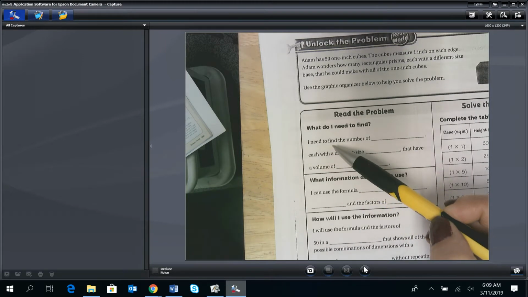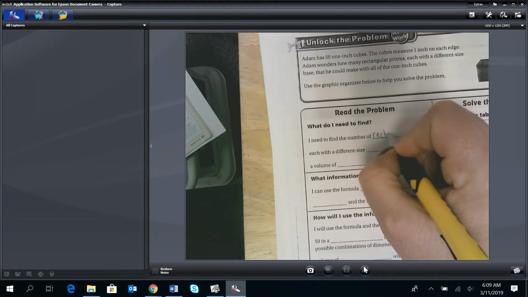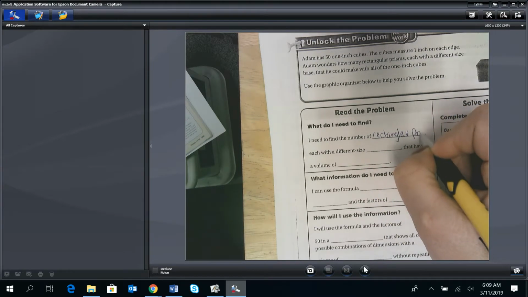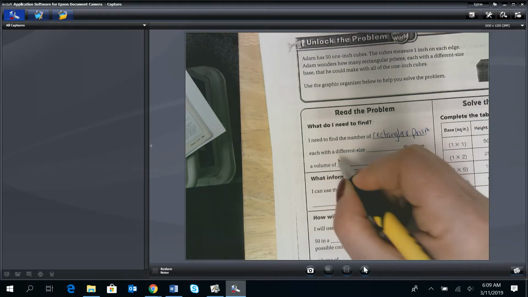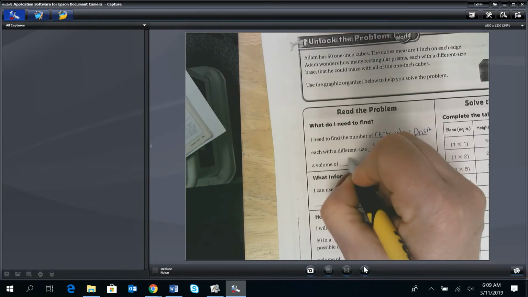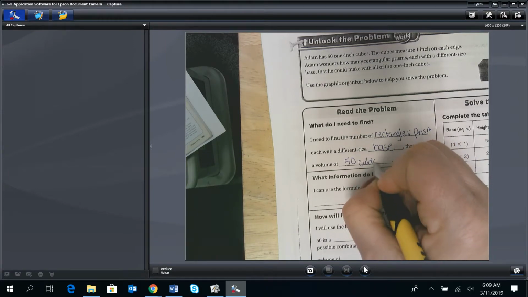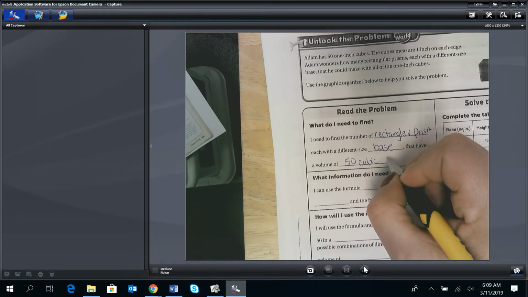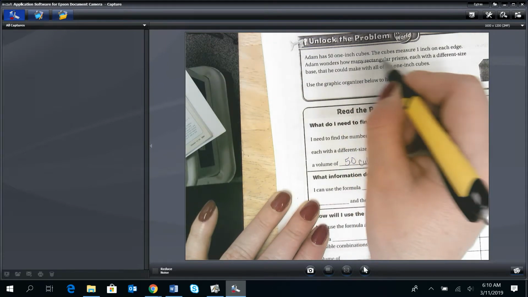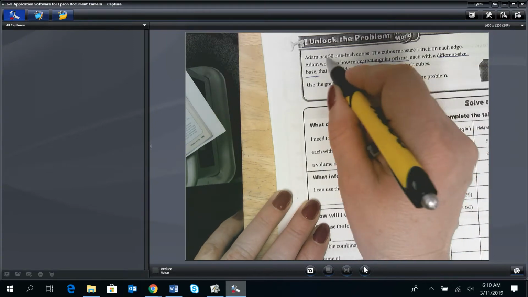I need to find the number of rectangular prisms, each with a different size base, that has a volume of 50 cubic inches. Now, where did I get all that information? How many rectangular prisms with different size bases? And I have 50 of them up here.